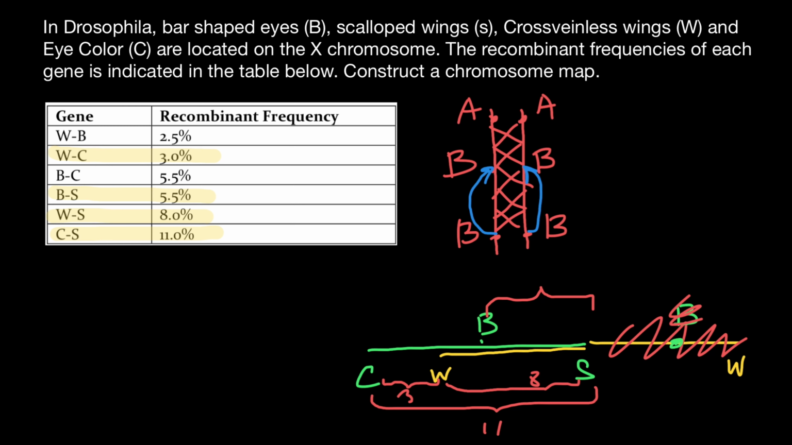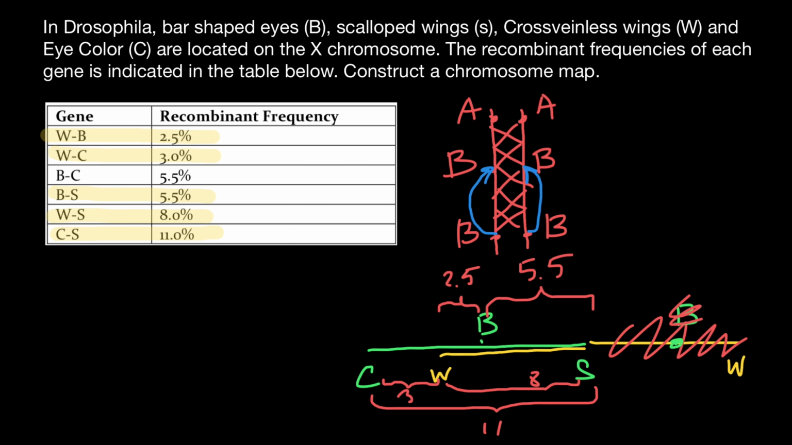So we used this fragment, and now the distance between gene B and gene S is 5.5 map units. We also know that the distance between gene W and B is 2.5 map units, so let's put this distance also here. 2.5 map units between W and B, between B and S, 5.5. So 5.5 plus 2.5 gives us the distance between gene W and S, 8 map units.